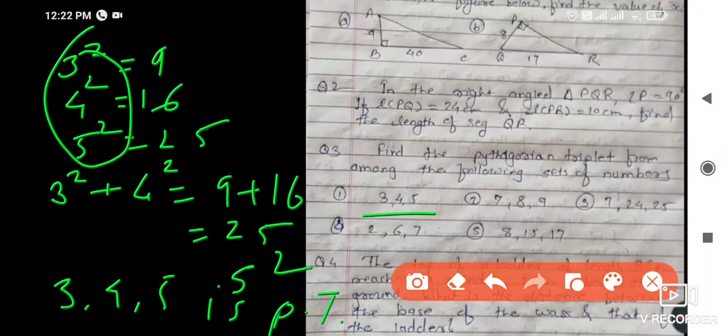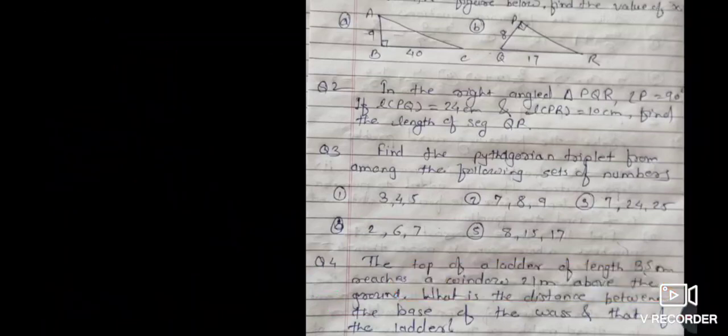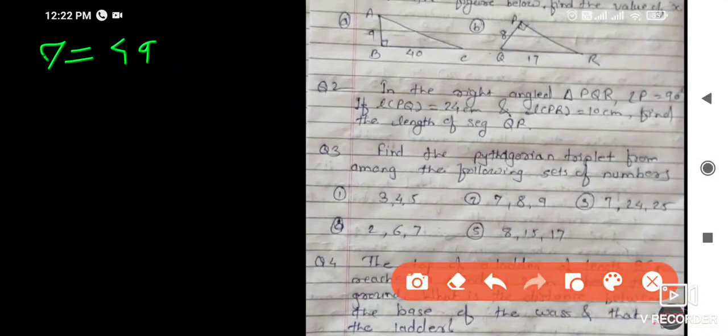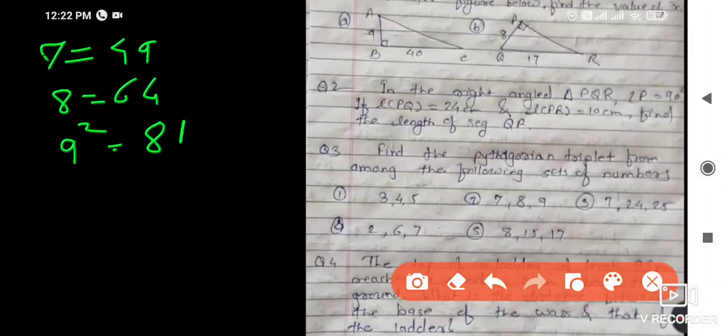Then the next question is 7, 8, 9. 7 square is 49, 8 square is 64, and 9 square is 81.